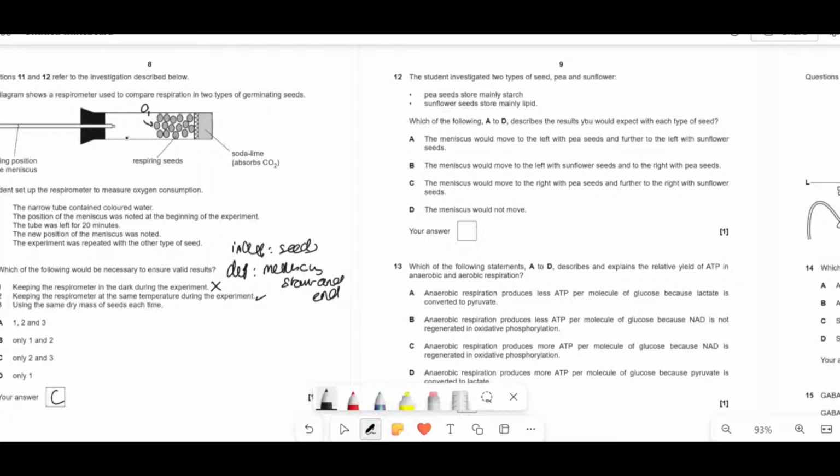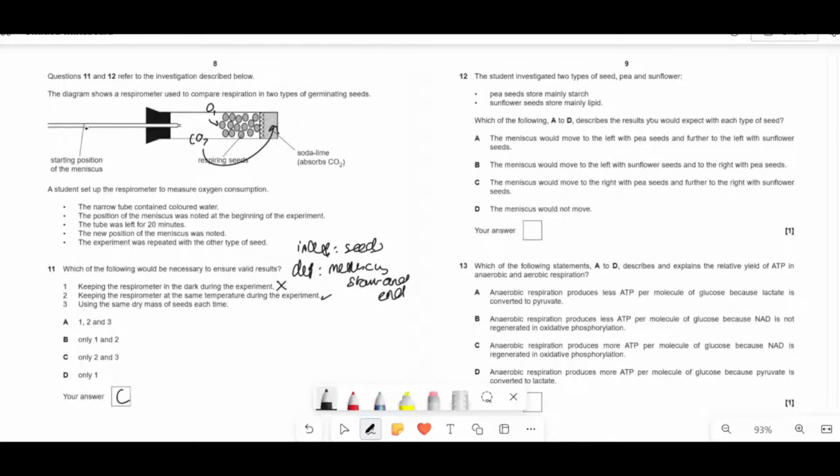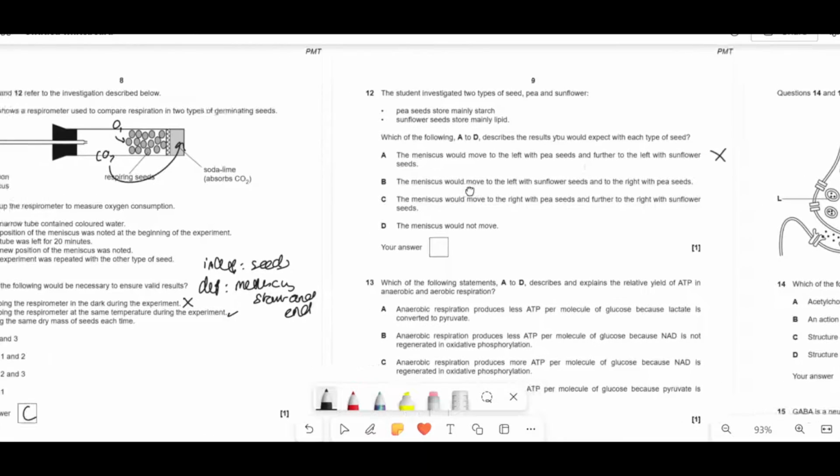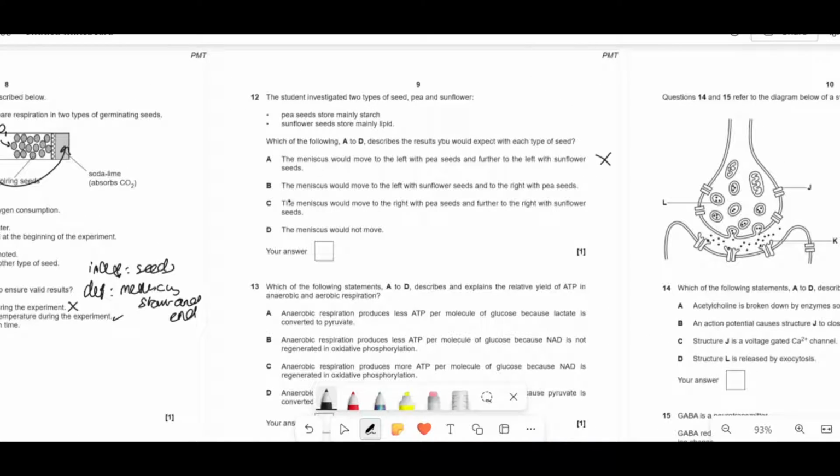They're going to take in O2 and they're going to release CO2, but then that immediately goes into the soda lime here. So if that's the case, then this meniscus should go that way, because there's a net loss of air volume because the CO2 is being absorbed the moment it's been taken out. So it can't go to the left because that's implying there's more gas being made that way, so no. The meniscus would move to the left of the sunflower seeds. Well, no, it would not move to the left.